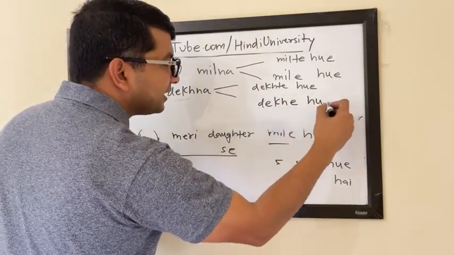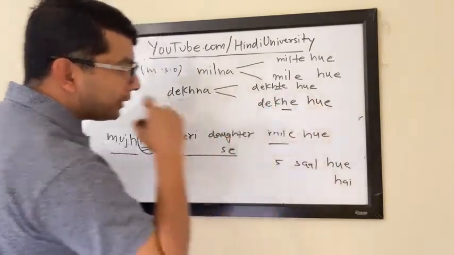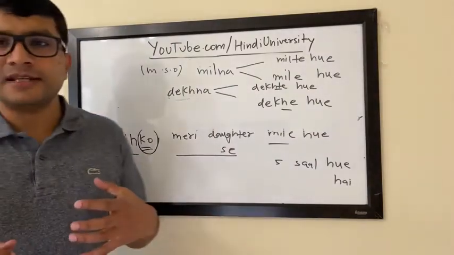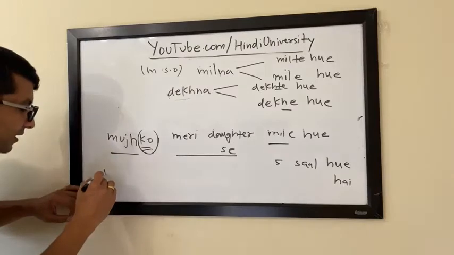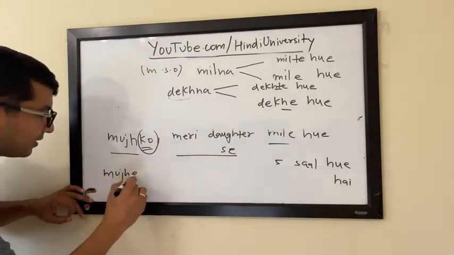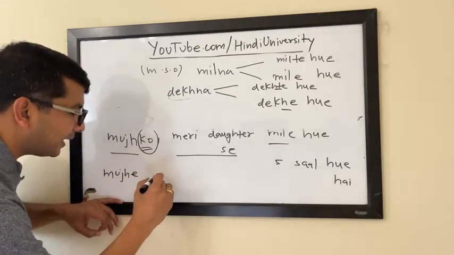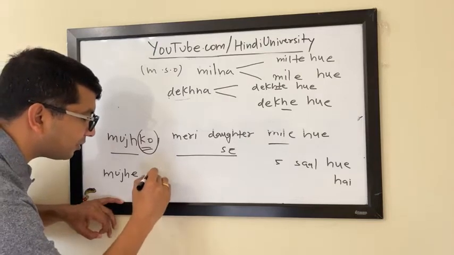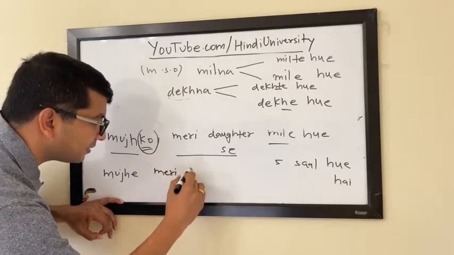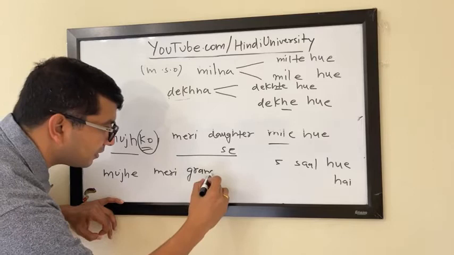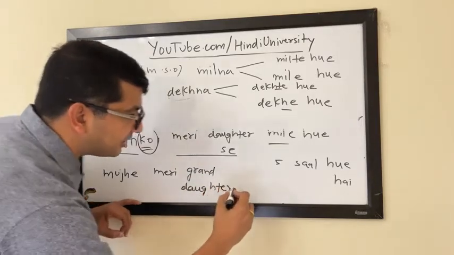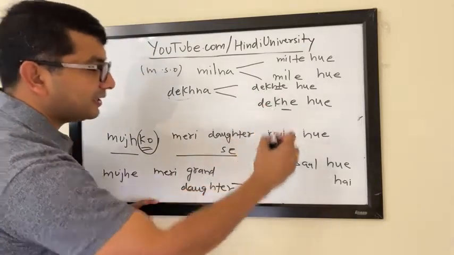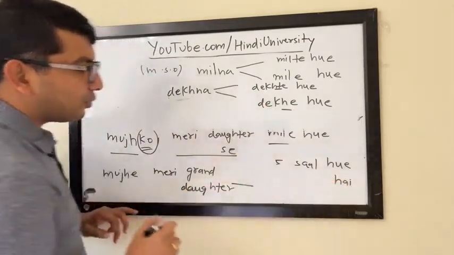देखे हुए. So you see there is no longer the देखे हुए, right? And you see something to something, right? So मुझे और मुझको, मेरी granddaughter और अपनी granddaughter, and then there's a different post position. Okay, then देखे हुए 5 साल हो गए हैं.